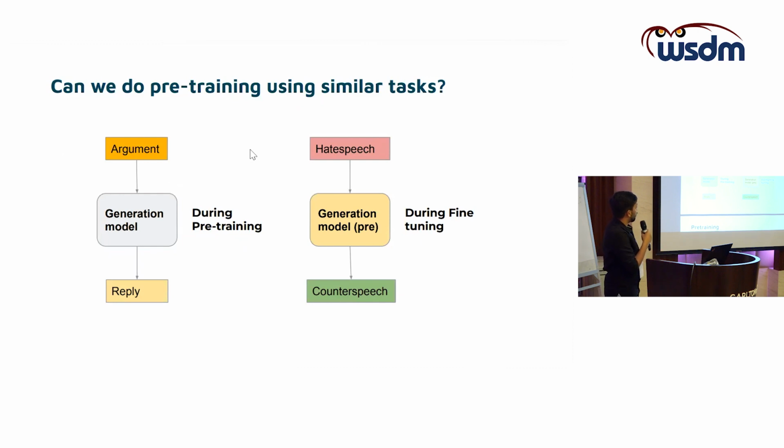So one task can be argument and reply pairs. Argument and reply pairs can be thought of as a similar setup as hate speech and counter speech. And in this case, we can use these argument reply pairs during pre-training and then use the hate speech, counter speech pairs later during fine tuning.